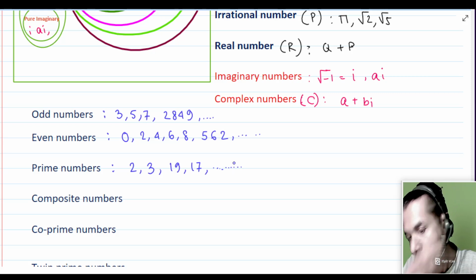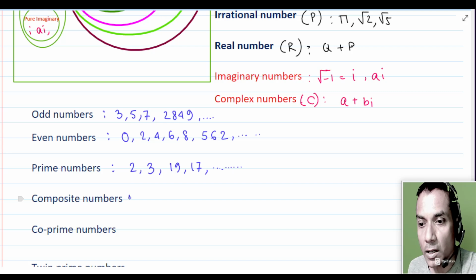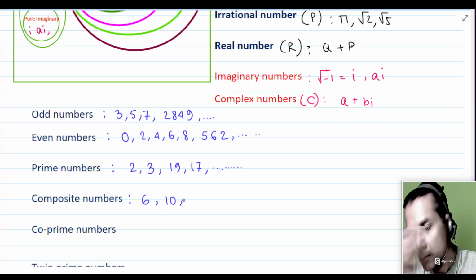Next, what are composite numbers? Composite numbers are those numbers that have more than two factors, meaning the numbers other than the prime numbers are the composite numbers. For example, 6 is divisible by 2 and 3, so it is a composite number. 10 is also a composite number. Correct?